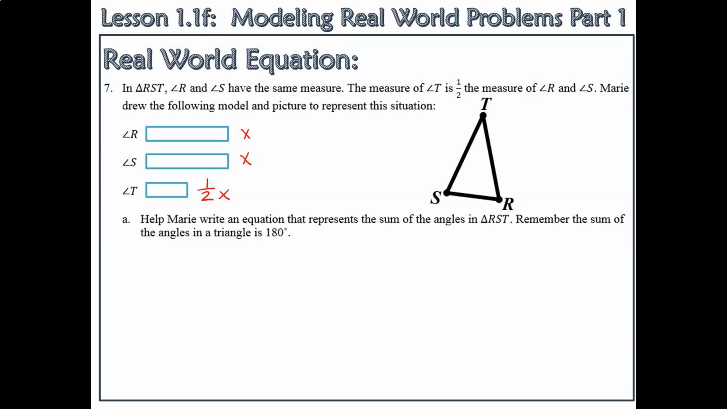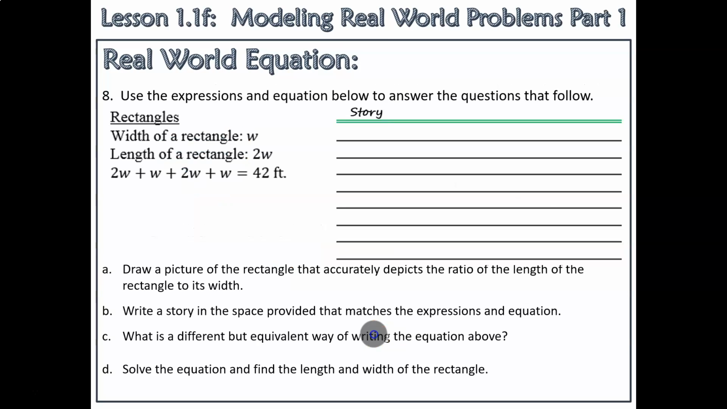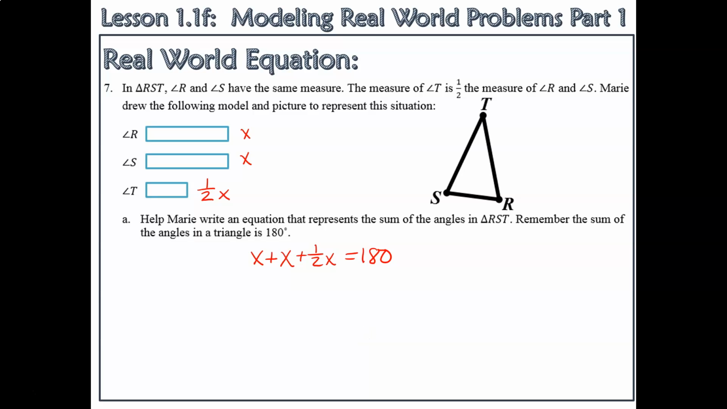So under A, let's help Marie write an equation for this situation. So I have x, that's R, plus x, that's angle S, plus 1/2 x, always, always, always equal to 180. Now I see that you guys have blanks for letter B. I guess they don't have it, so we're going to put it in ourselves. Your letter B, you need to solve to find each angle.